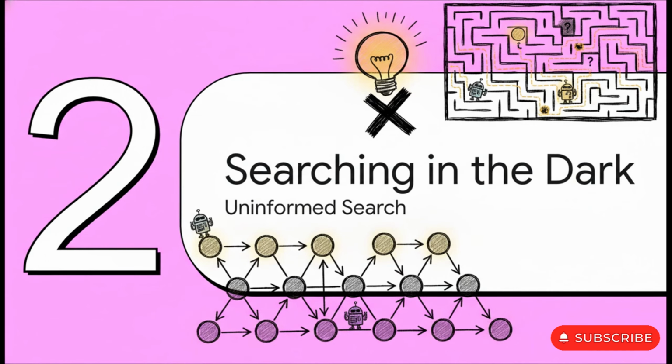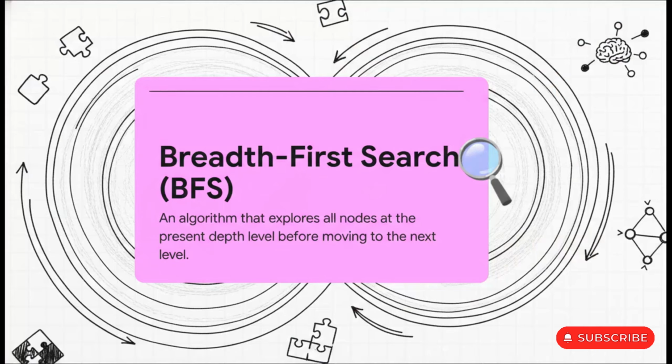So how does the machine tackle this? Well, not with cleverness, that's for sure. It uses pure brute force. It's what we call an uninformed or blind search. It literally has no idea if a move is getting it closer to the goal or further away. All it knows is that it has to check every single possibility. The specific method it's going to use is called breadth-first search, or BFS for short.